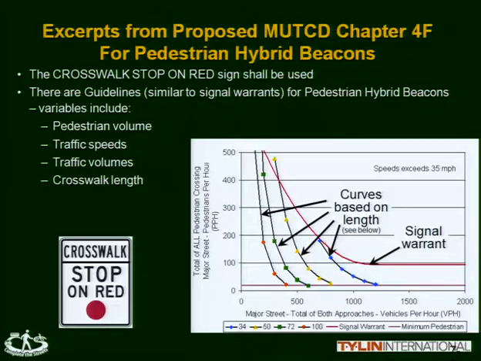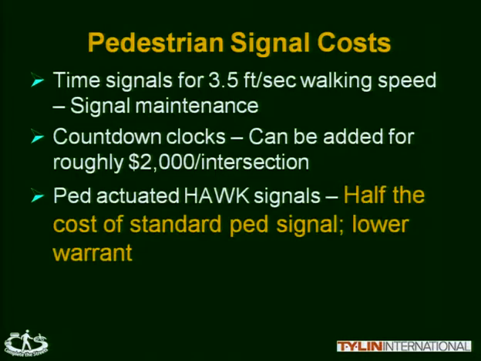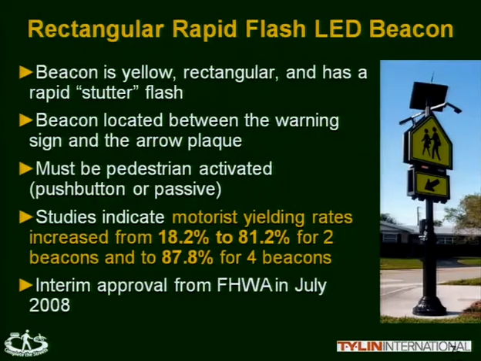The warrant for a regular pedestrian signal is about 100 pedestrians in the peak hour, 90 roughly. For a HAWK, it's only 20. So if you don't have as many pedestrians, you can put in a HAWK. It costs less than a regular signal, and it meets the warrants, and it has the same level of safety in terms of motorists yielding to pedestrians. Costs half of the cost of a standard signal, and the much lower warrant.